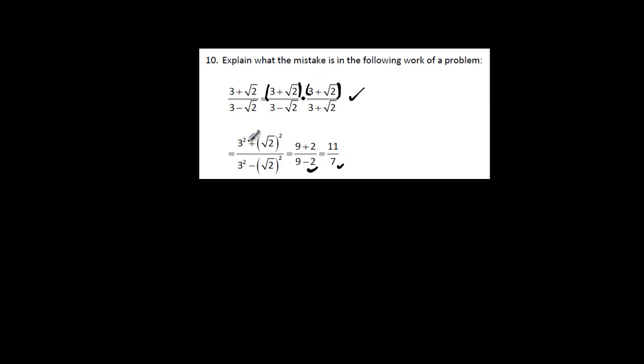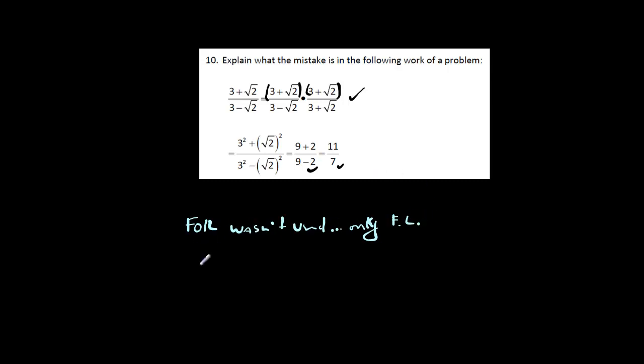Doesn't look like they did that. They should have done 3 times 3, 3 times root 2, 3 times root 2, root 2 times root 2. They only did the F and L in the numerator where they should have done FOIL. So you would just explain that FOIL wasn't used. Only F and L was used.